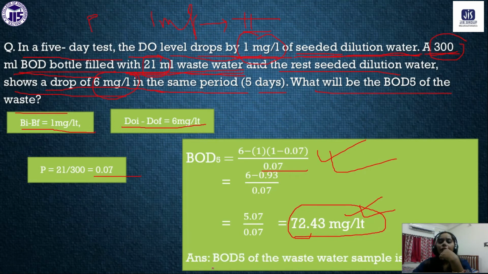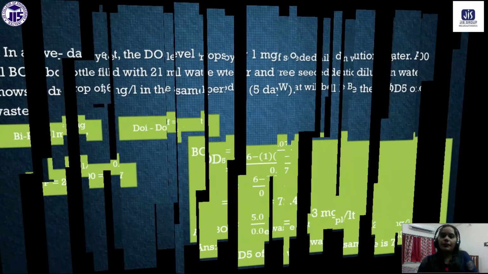So you should write down the answer like this. After solving the problem, always write down the answer. Otherwise, you can't get the full marks. So BOD5 of the wastewater sample is 72.43 milligram per liter. So this is the solution of this numerical. Next we will see the next problem.